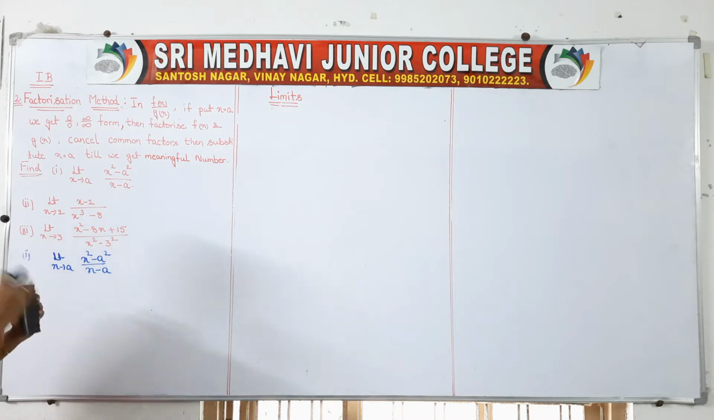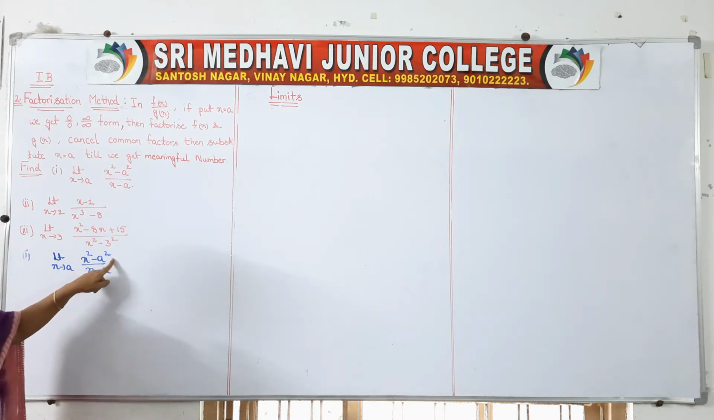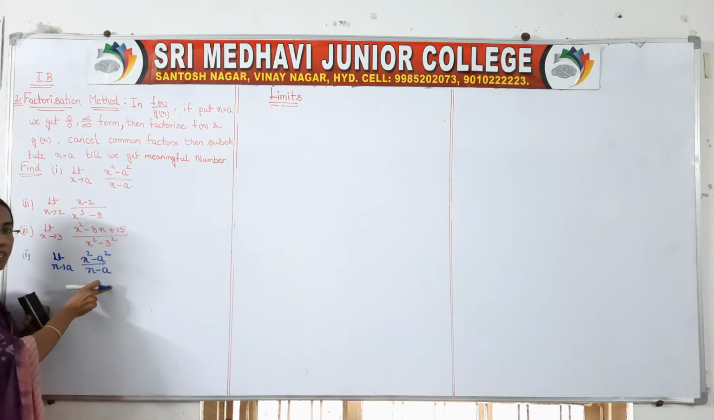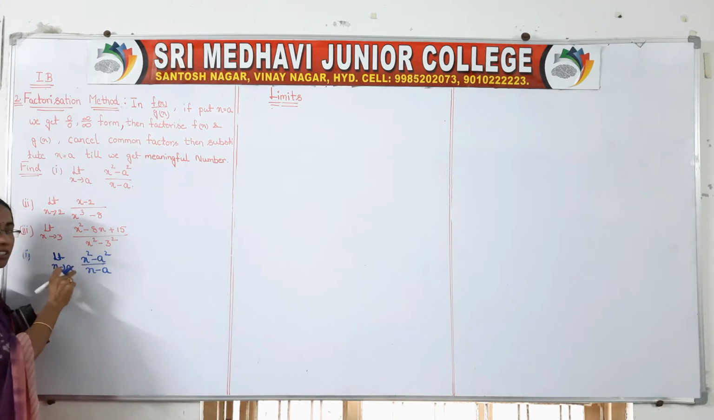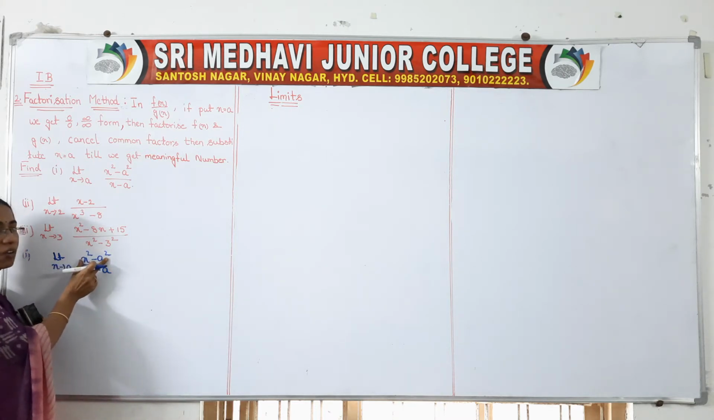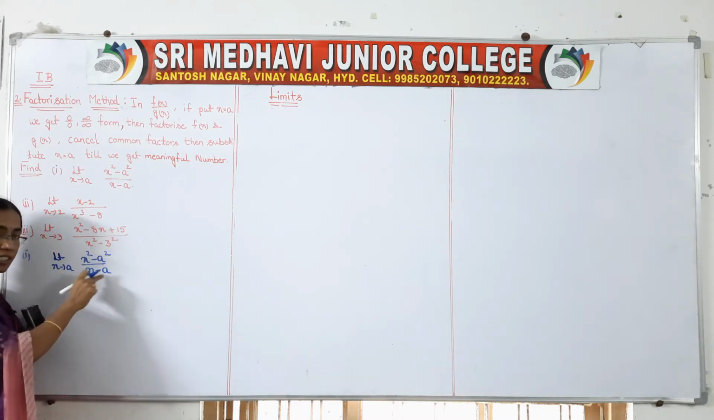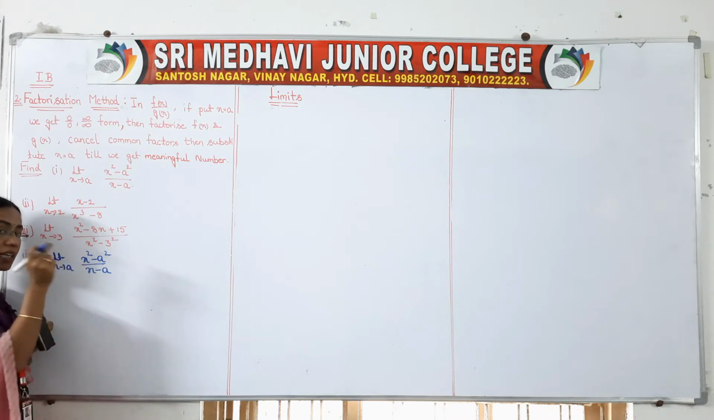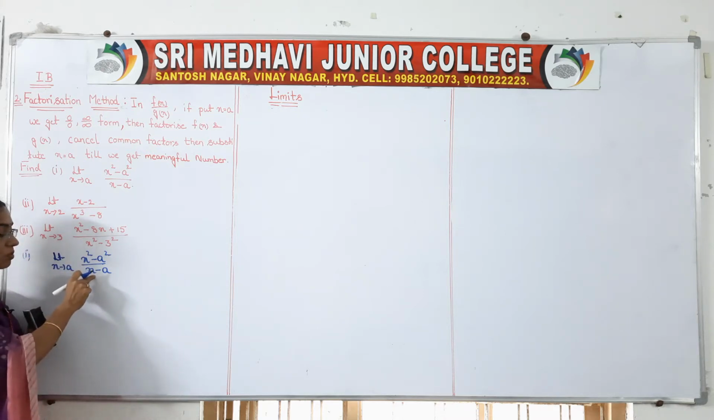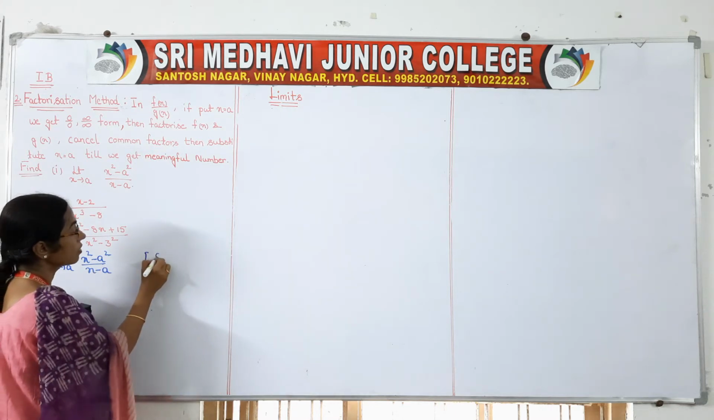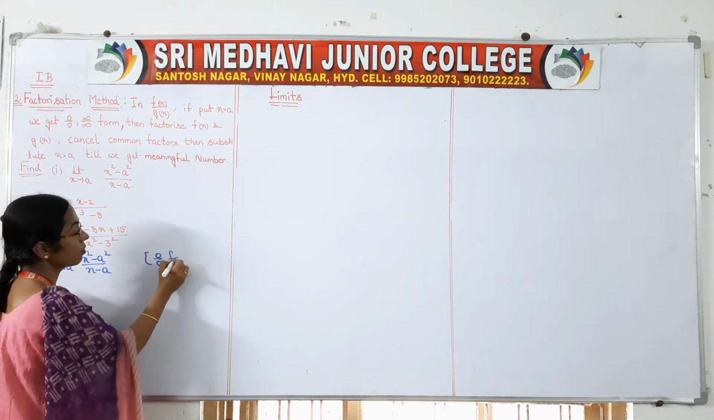Observe, if we substitute a in x place, what happens? a square minus a square by a minus a. The function is in the form of f of x by g of x. If we substitute x is equal to a in f of x, what happens? a square minus a square, 0. In g of x, this is your g of x, x minus a. Here also, if we substitute a in x place, what happens? a minus a, 0. So which form is it? 0 by 0 form we got.